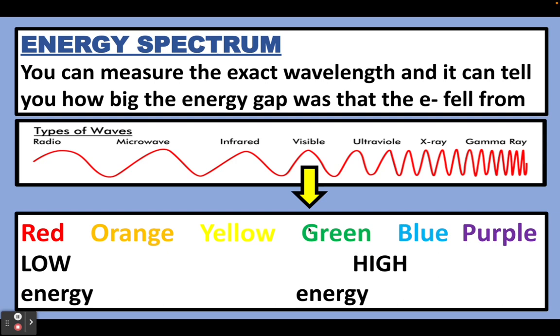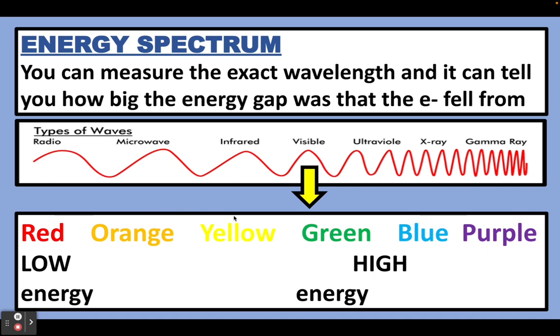Okay, so with the energy spectrum, when we get the light from the atoms, we can measure the exact wavelength of the light, and that wavelength will tell us how big of an energy gap that electron fell across. We know that as the electron falls from higher to lower, it releases a photon of light with a wavelength, and that wavelength is associated with the amount of energy lost by the electron, which is associated with how big that gap is.